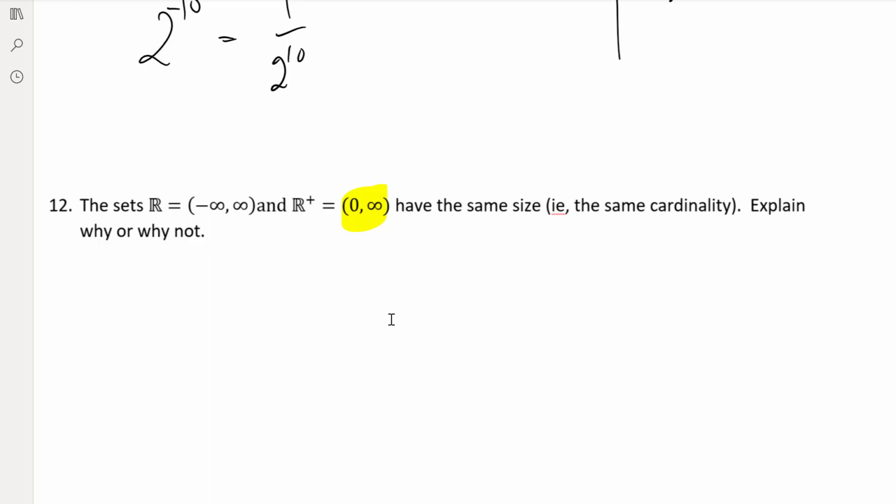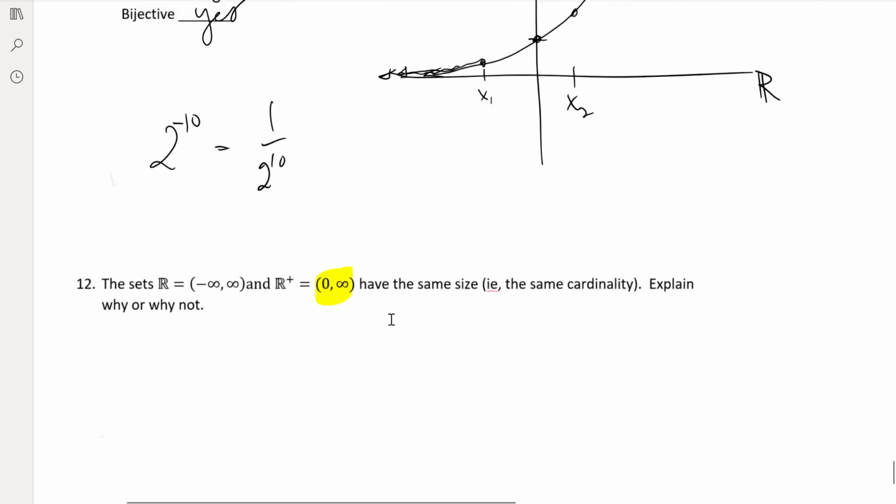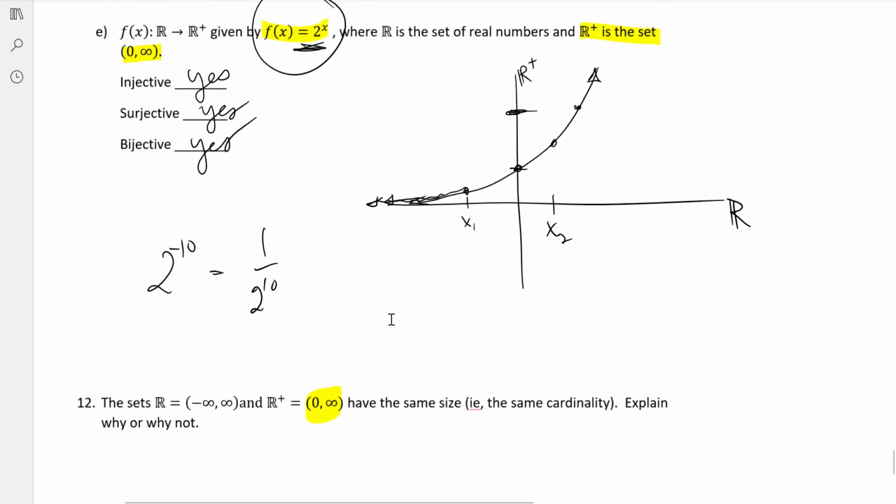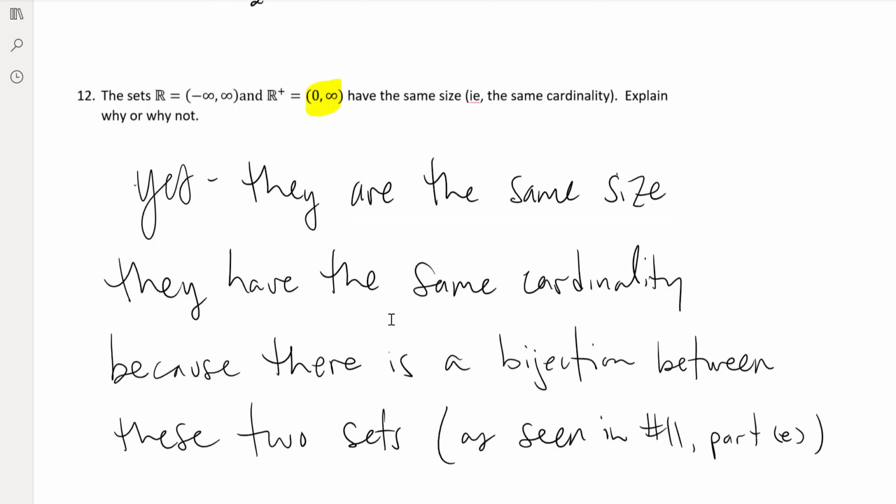The answer is that they are actually the same size, defined very logically as having exactly the same cardinality, because we can see it right here in the previous question number 11, part E. There's actually a bijection between the two sets, so there is a one-to-one correspondence. So there are just as many real numbers from minus infinity to infinity as there are from 0 to infinity. Amazing, right? Yes, they are the same size.